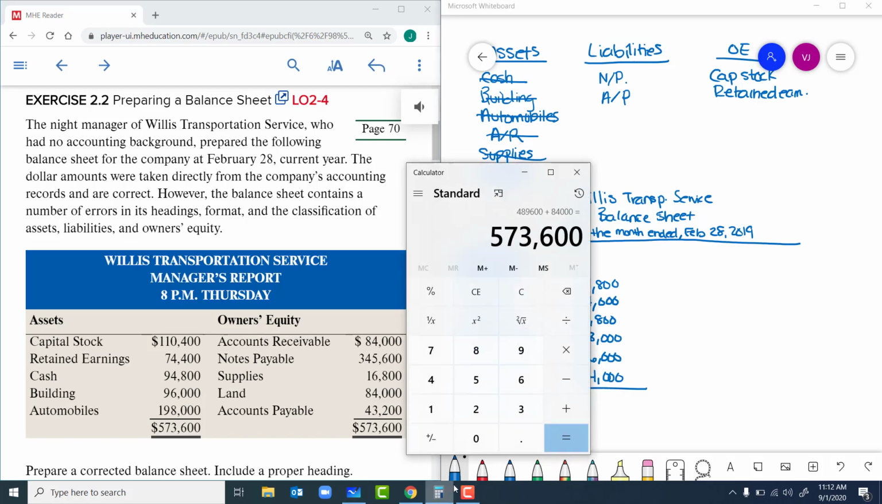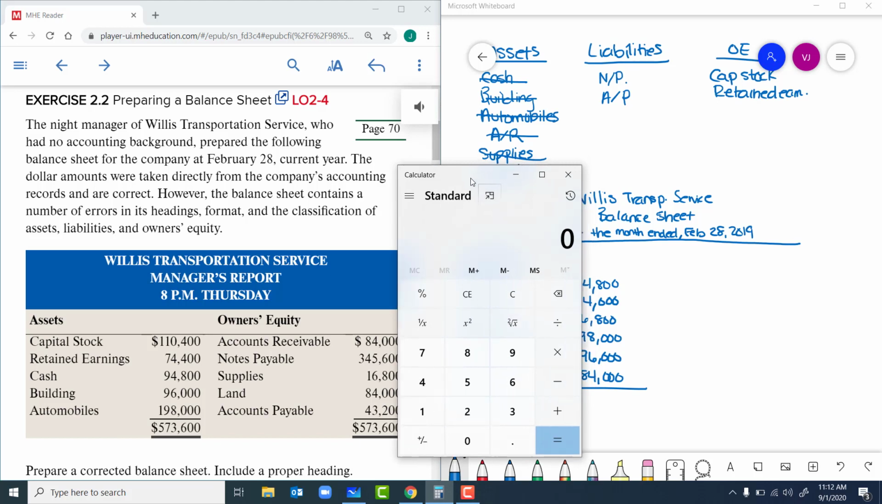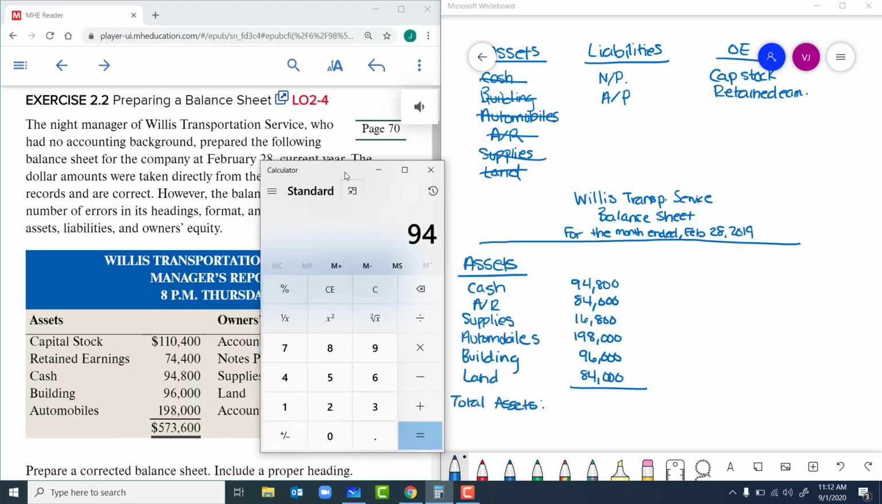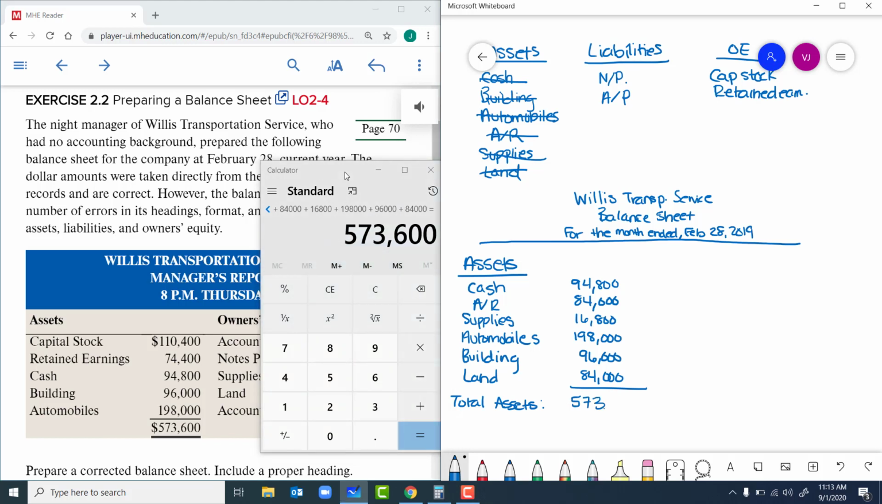Let's do the math here together. We'll do 94,800 plus 84,000 plus 16,800 plus 198,000 plus 96,000 plus 84,000. So that gives us a balance in total assets of 573,600.